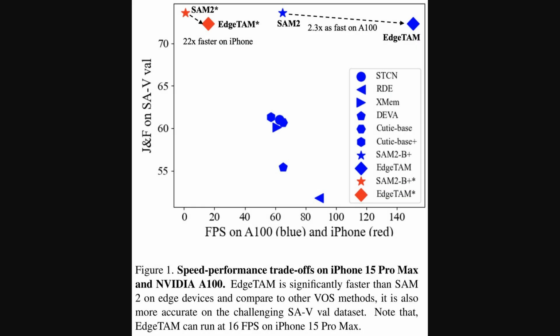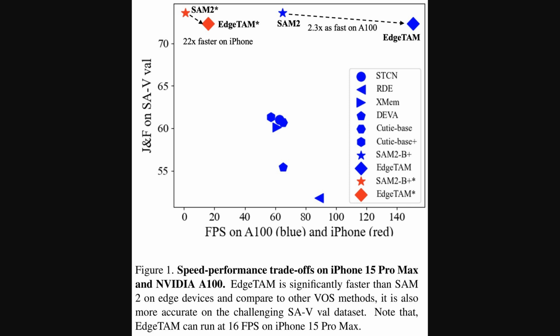Okay, so this first figure really highlights the speed versus performance trade-offs. On the vertical axis, we have J and F on SAV val. Now, J and F is a common score, combining measures of how accurately objects are outlined and how well their boundaries match the ground truth on the SAV validation dataset, which is a challenging video dataset. Higher J and F is better.